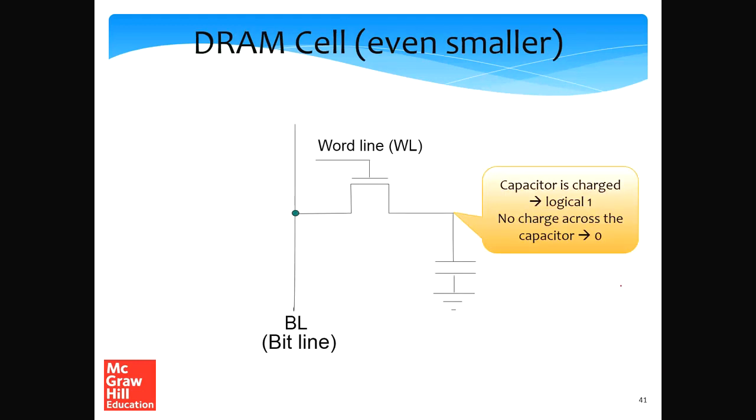Now let's consider a DRAM cell which is even smaller than an SRAM cell. So smaller is the cell, more compact it is.